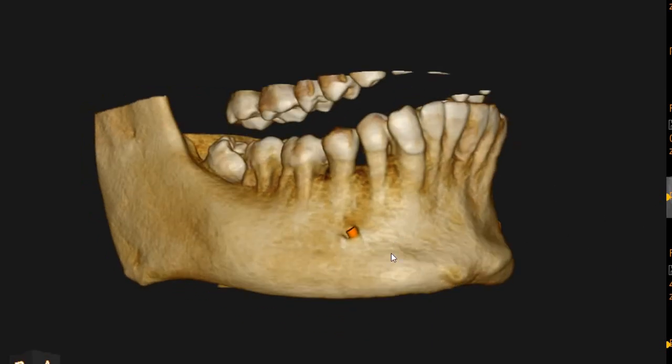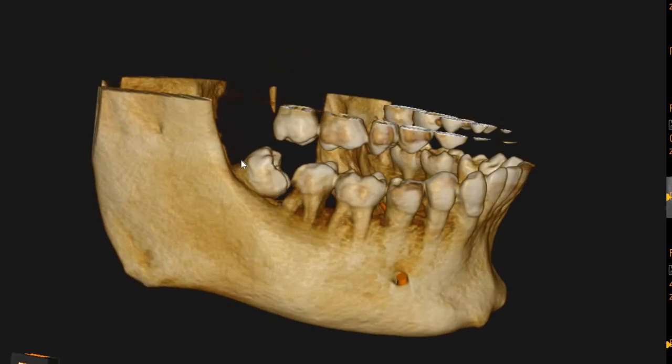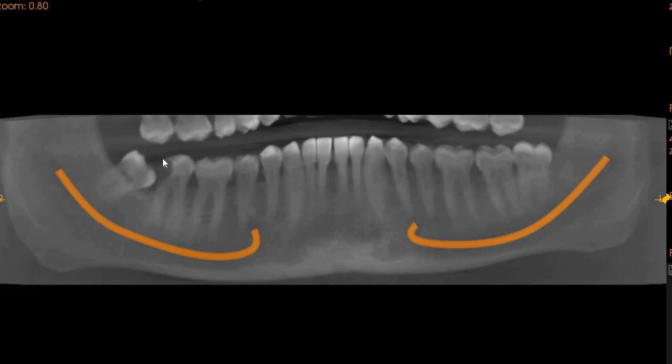This is the CBCT of the area that you had requested. The area of interest is the lower right 7 and the lower right 8. This is the panoramic view. On the panoramic view, we can see there is a distal cavity in the lower right second molar, and there is a mesioangular wisdom tooth present as well.